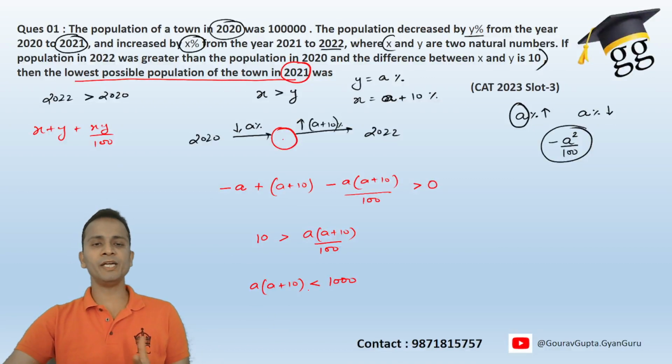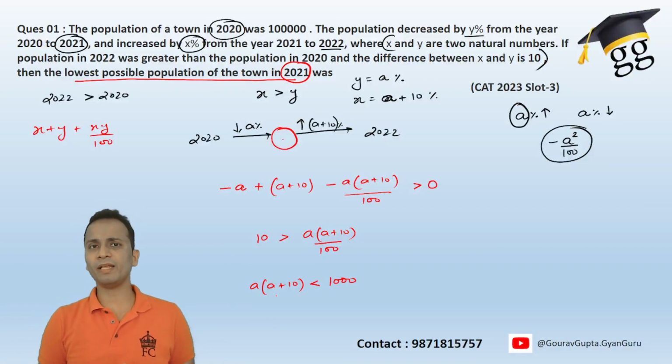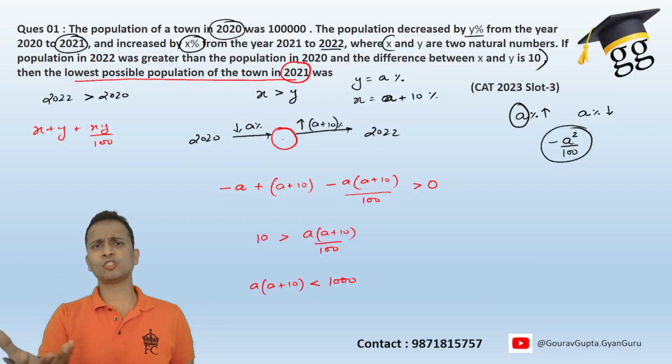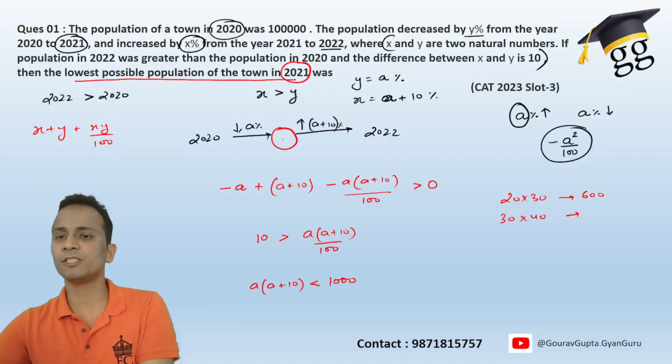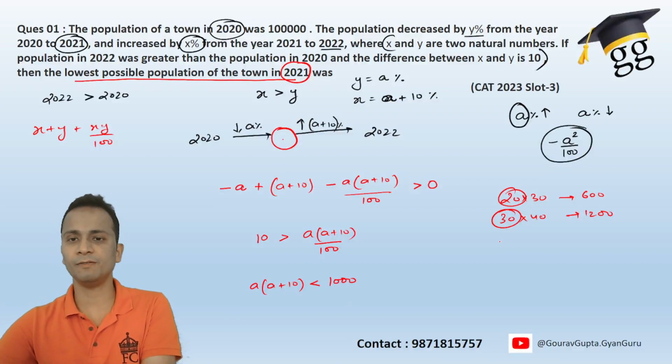Okay, so A into A plus 10 दो नंबर्स हैं, या तो इनको क्वाड्रेटिक इनइक्वालिटी बना लो. क्वाड्रेटिक इनइक्वालिटी बनाओगे तो थोड़ा सा लेंथी हो जाएगा. अदरवाइज जस्ट डू अ लिटिल बिट ऑफ हिट एंड ट्रायल एंड यू विल इजीली गेट द आंसर. आराम से आंसर आ जाएगा. सो A into A plus 10, 20 into 30 600 होता है. 30 into 40 is 1200. So the value of A will be between 20 and 30.